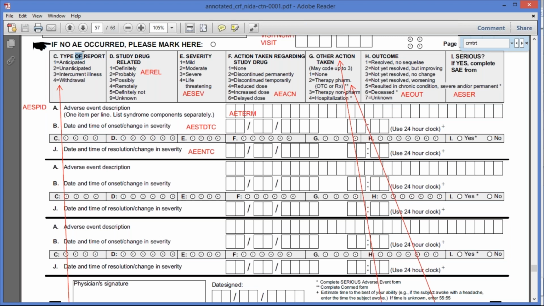After the adverse effect, did they stop the drug? Did they increase the dose, decrease the dose, delay the dose? What kind of action was taken in response to the adverse effect? Other action taken also will be collected, which means any medication given, pharmacological and non-pharmacological.